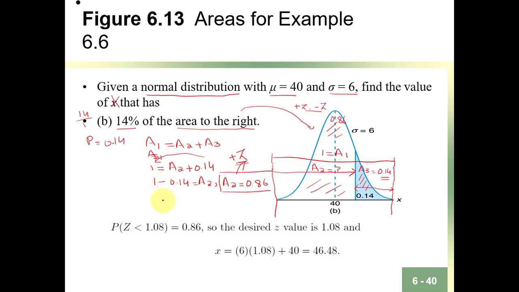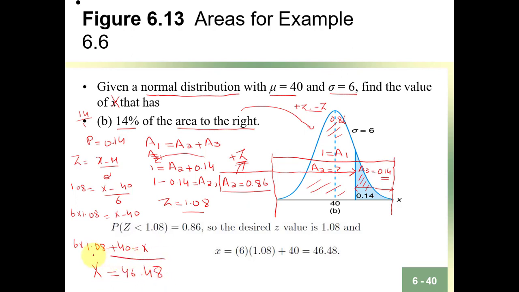So we will say that z is equal to 1.08. Now we will calculate it easily. There are no issues. Use the formula z is equal to x minus mu divided by sigma. We have z equal to 1.08, x we have to find, mean is 40, sigma is 6. Multiply this 6 with 1.08 by using cross multiplication, equal to x minus 40. Bring this 40 towards the right hand side, so 6 multiplied by 1.08 plus 40 is equal to x, and you get the value of the random variable equal to 46.48.